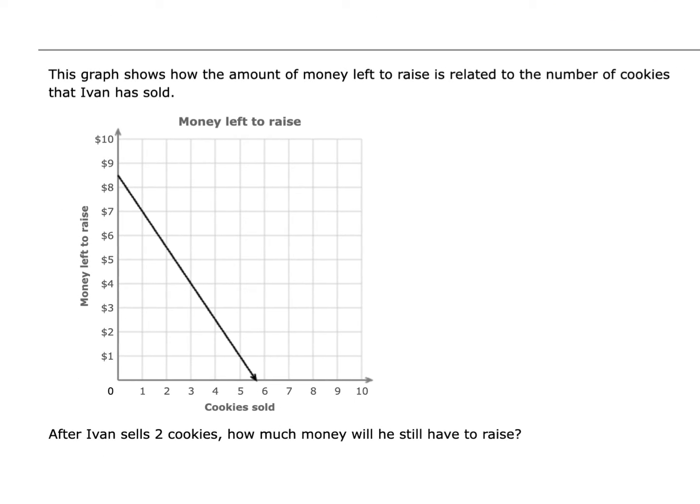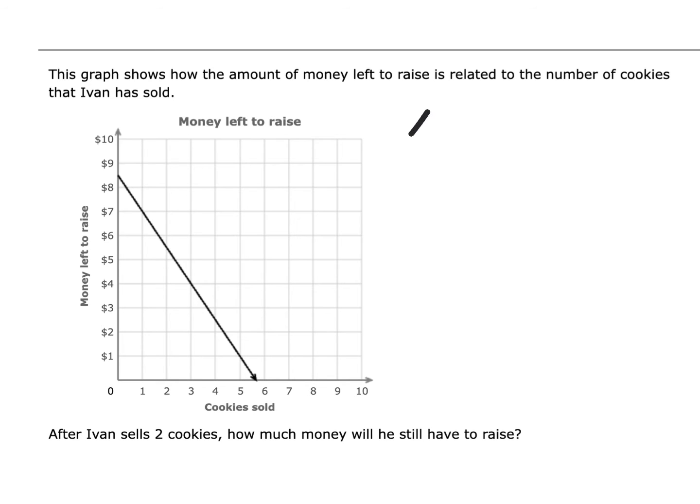All right, let's look at this other graph. This graph shows the amount of money left to raise is related to the number of cookies that Ivan sold, okay? So Ivan sells 2 cookies. How much money will he still have to raise, okay? So this is an interesting graph, all right?